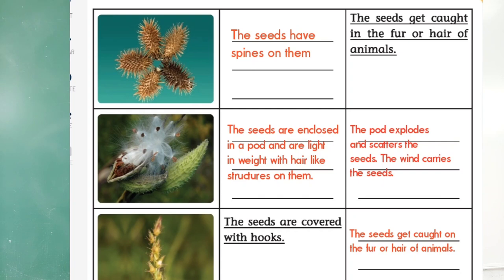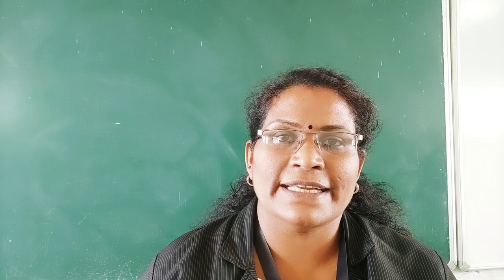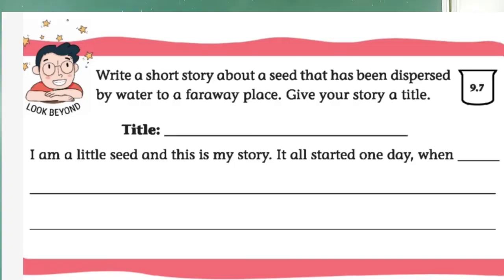So I hope that you are clear about these agents of dispersal and how this seed dispersal is happening with the help of such agents. Next activity, it is a fun activity. It is 9.7. You can frame a story on the basis of this seed dispersal, and you can give a title and you can do it as home fun, children. Okay, so 9.7 is a home fun for you again.